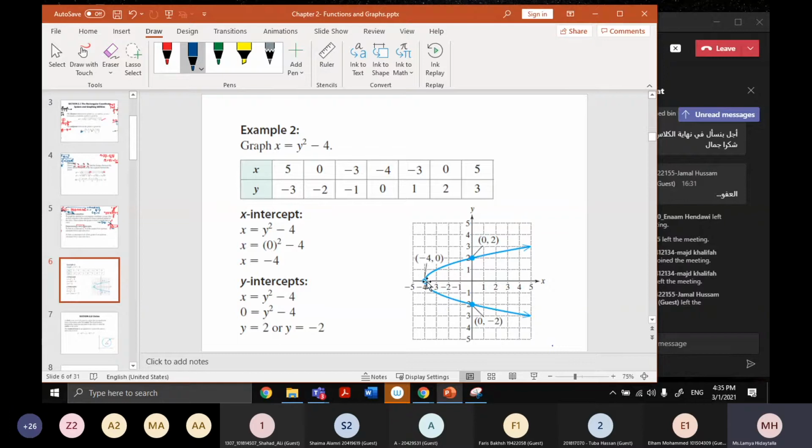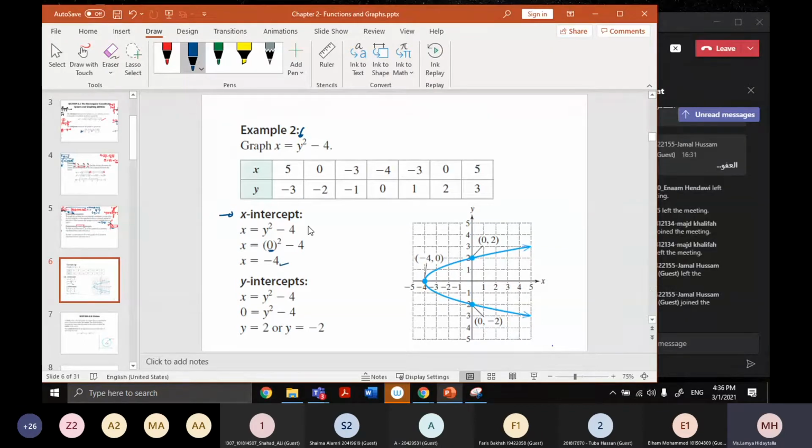Actually the value should be this value. Let's solve it. How do we solve? We said if we want the x-intercept, what do we do? We substitute y with 0, correct? To get the x-intercept. So in the x-intercept we substitute y equals 0. Yeah, so x will be how much? Minus 4.